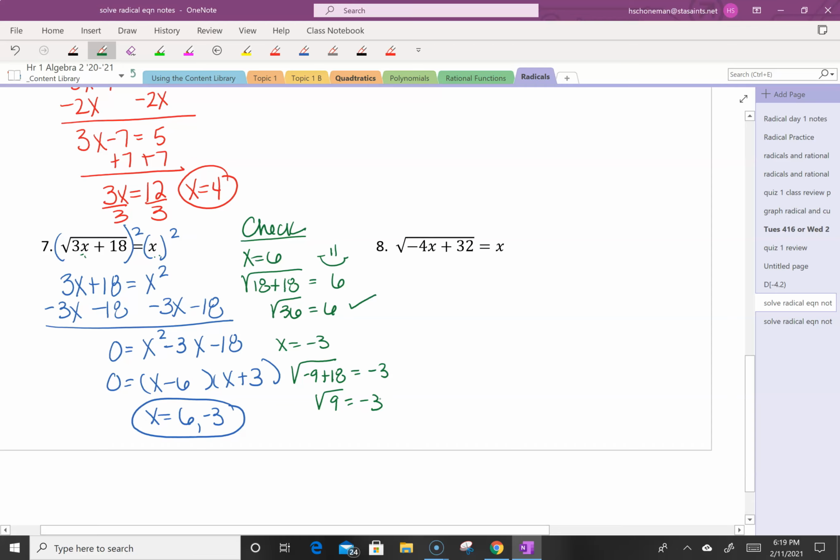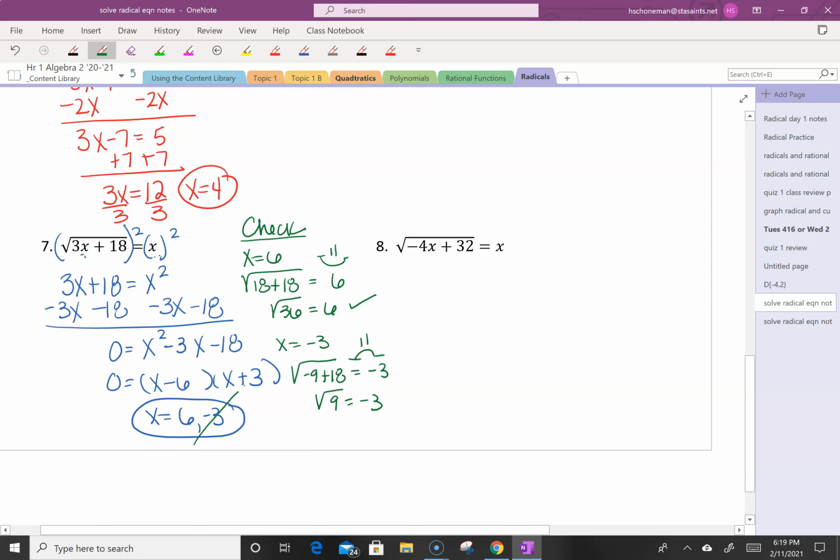Well, it looks like it might work, but when we're solving, we're focusing on principal square roots, and principal square roots are always positive. This is not positive, so this solution doesn't work. The technical name for it is that it's extraneous, but we're just going to say it doesn't work, and our answer is just going to be 6.